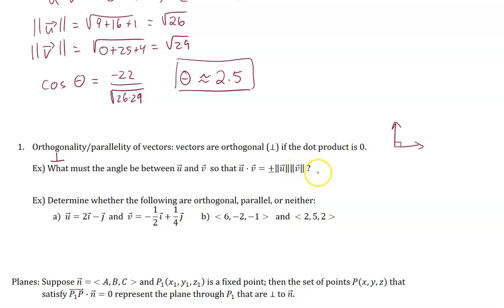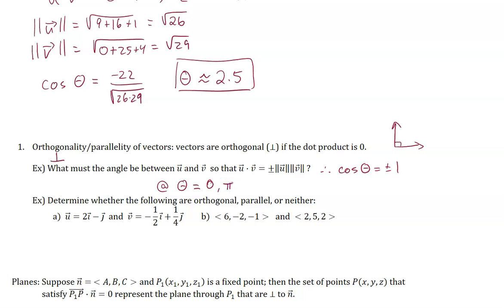In other words, because we know the dot product is equal to the magnitude times cosine theta, that means here we are saying cosine of theta is equal to plus or minus 1. Okay, so where is cosine of theta either positive or negative 1? Well, that's going to happen at theta equals 0, or pi, or 2 pi, 3 pi, etc.